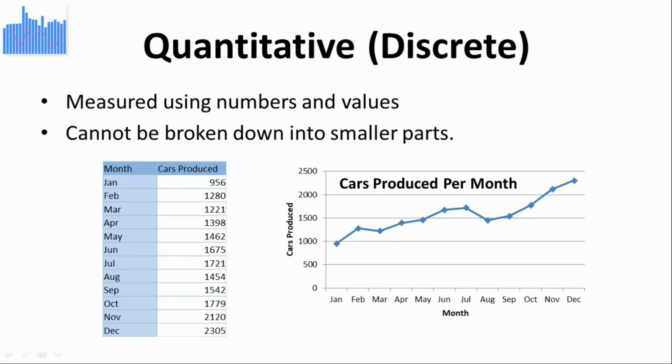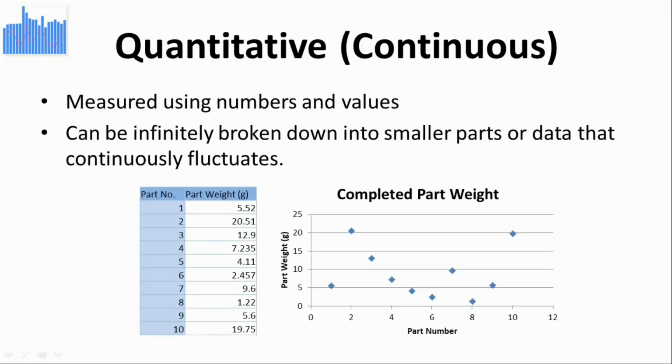As we said, discrete data can't be broken down into smaller parts. So we have a look at this example of the number of cars produced each month in a factory. We can't produce half a car, so we can't break that number down any further. We can produce 1,000 cars, 1,001, but not 1,001.5. We then plotted these values on a line chart. In this example for continuous data, we have a table of weight of completed parts, as weight can be measured and recorded to more and more decimal places, which in this instance has been plotted on a scatter plot.